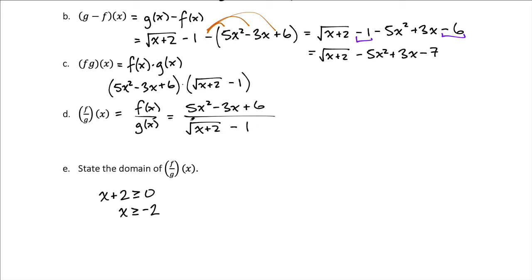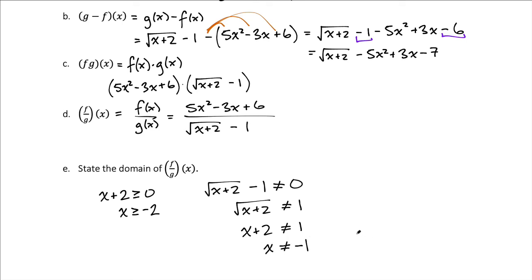We also are dividing here by that entire g function. So the entire thing that we're dividing by, square root of x plus 2 minus 1, this cannot equal 0. Well, now we add 1 to both sides and get that the square root of x plus 2 cannot equal 1. Square both sides, and that just gives us x plus 2 cannot equal 1. And then subtract 2 from both sides and get x cannot equal negative 1.